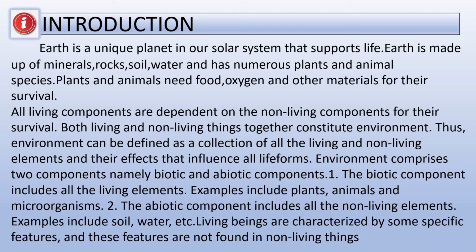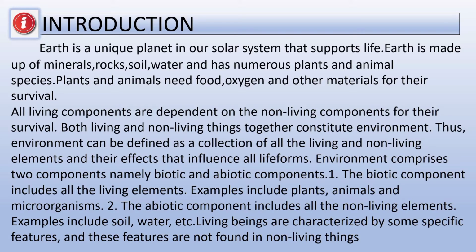Thus, environment can be defined as a collection of all the living and non-living elements and their effects that influence all life forms. Environment comprises two components, namely biotic and abiotic components. The biotic component includes all the living elements. Examples include plants, animals, and microorganisms. The abiotic component includes all the non-living elements. Examples include soil, water, etc.